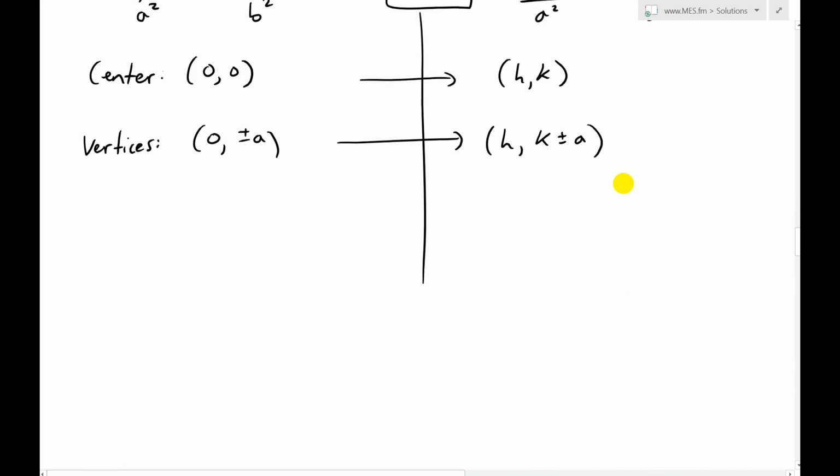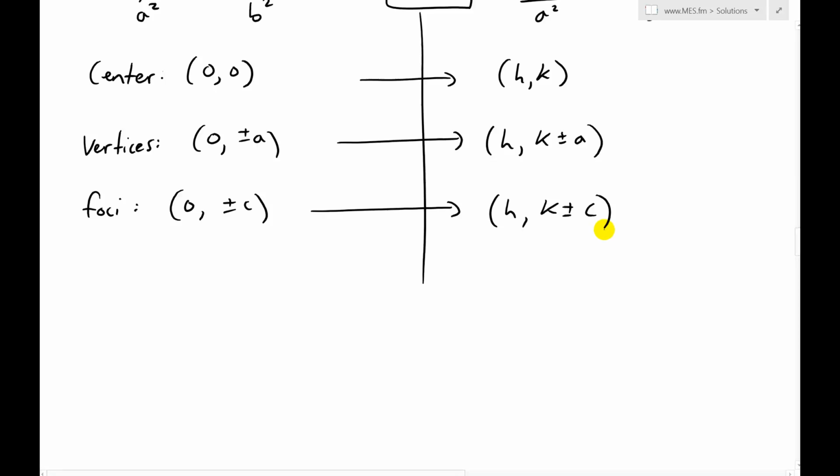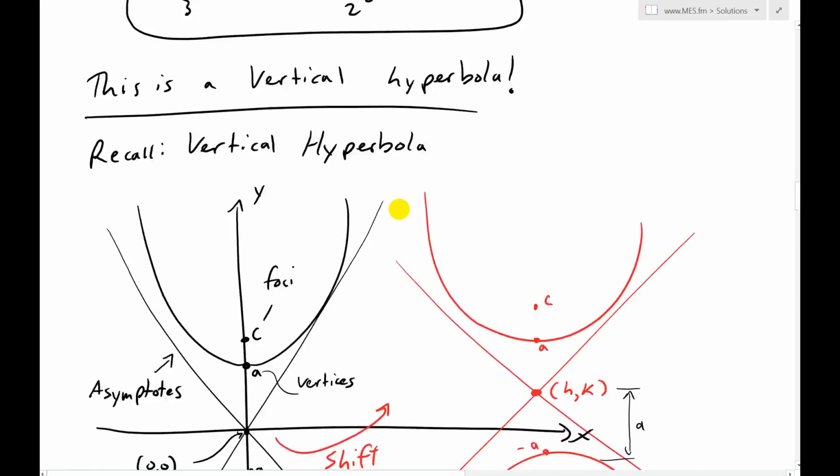And that is the vertices, and same for the foci. This is going to be 0 plus or minus c for the original. Then we shift this over, and now it's going to be h and k plus or minus c. Let's put that in front. And also recall that c squared is equal to a squared plus b squared, from my earlier video. So that's what c squared is equal to, and how it's related to the b value in the formula.